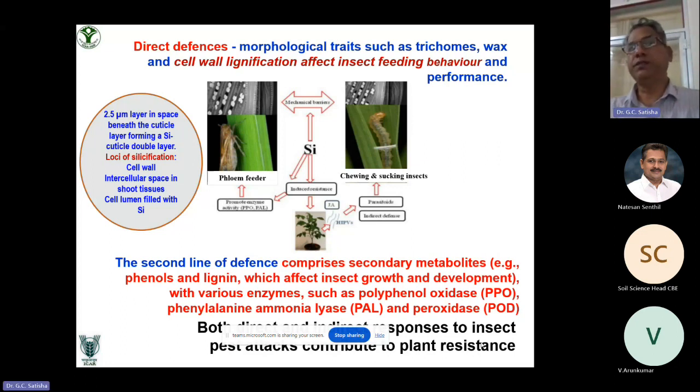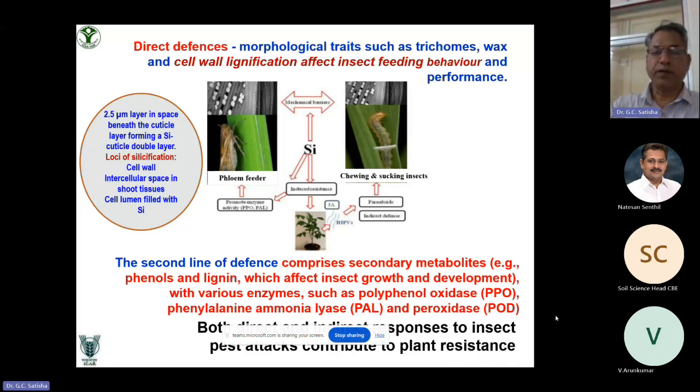Some of them increase the phenolic compounds in the system. It gives a rigidity to the system. So in such cases, many fungal pathogens or bacterial pathogens find it hard to attack because of the rigidity, which strengthens the component. This is another mechanism which I mentioned here.